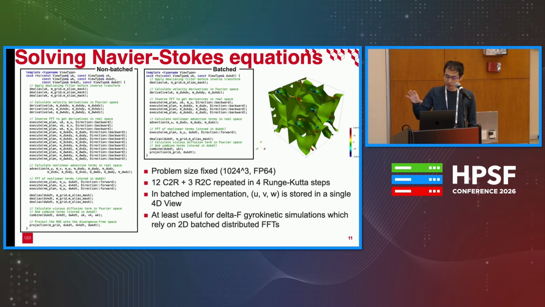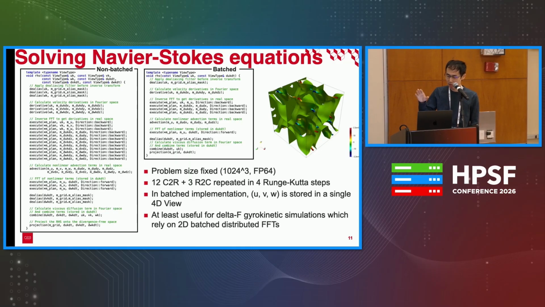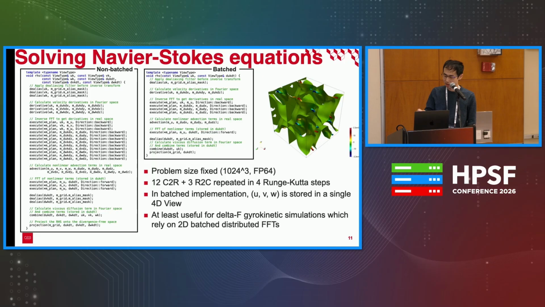Unfortunately, this kind of batched capability did not bring us any performance benefit in this test case, but there should be some very useful use cases, like the 2D batched distributed FFT in delta-f gyrokinetic simulations, which can be a major use case of this FFT library.